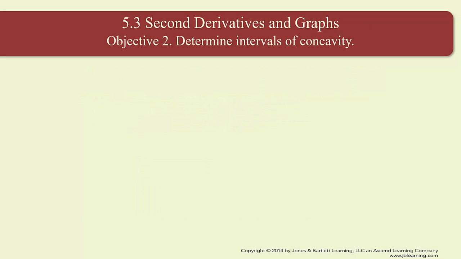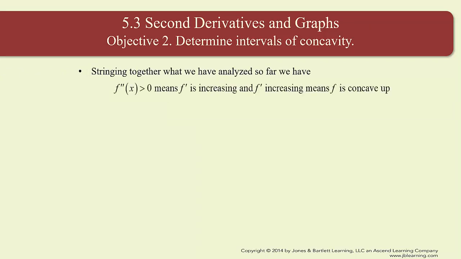So we should be able to string together stuff that we have analyzed so far. Here's what I mean by that. We know where the second derivative is positive. That tells us where the derivative is increasing. We've just seen in a definition that where the derivative is increasing tells us where the graph of the function is concave up. That's what I mean by stringing stuff together.